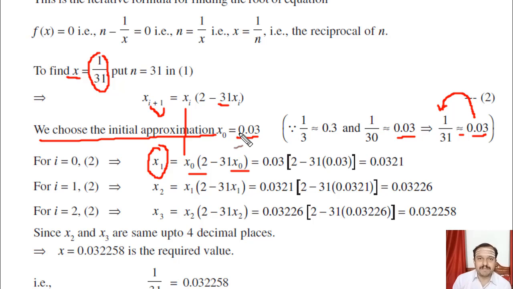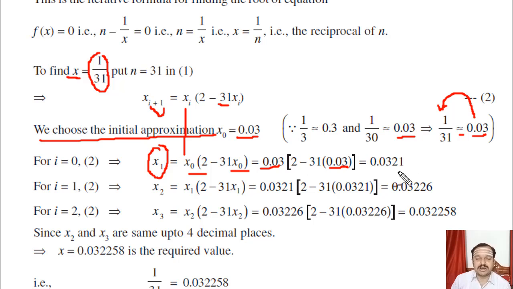In a very simple way I have made this type of guess: 1 by 31 is near to 0.03, and that 0.03 I have chosen as x0. Let us use that x0 over here in this formula. So x0 is here, x0 is here, and after simplifying the right hand side using the calculator, a scientific calculator is preferred and allowed to you, and you can use it.